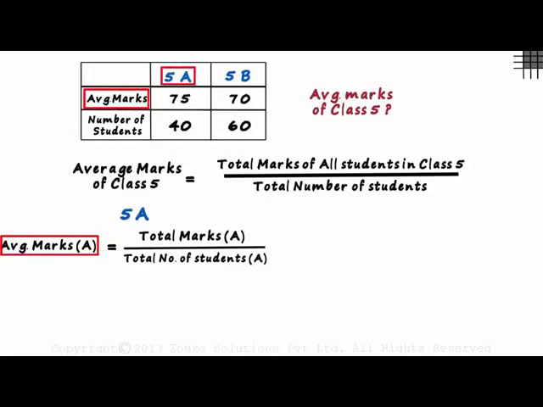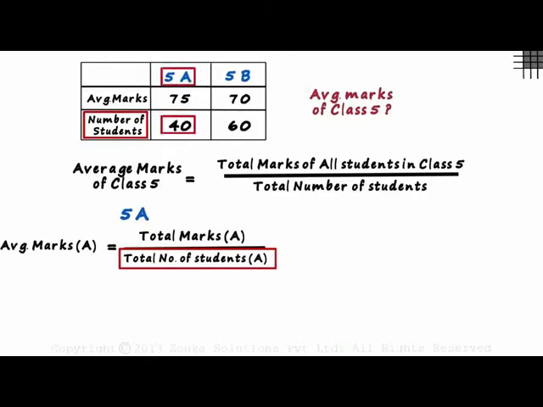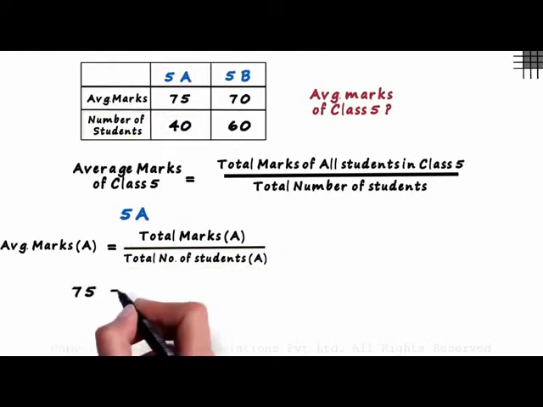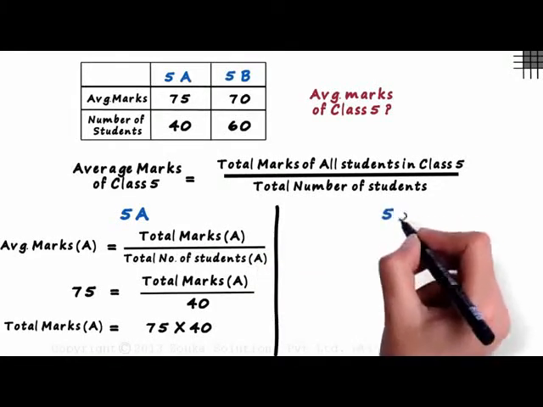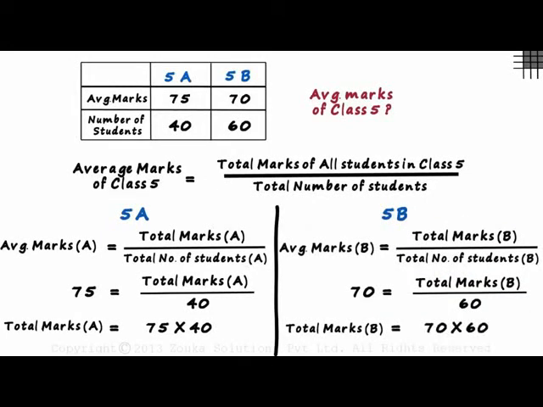The average mark of students of class 5A, as we can see, is 75, and the total number of students in class 5A is 40. So 75 will be equal to the total mark of students in class 5A divided by 40. That gives us the total mark of students in class 5A as 75 times 40. What do you think will be the total marks of students in class 5B? It will be 70 times 60. 70 is the average mark of students in class 5B and 60 is the total number of students.